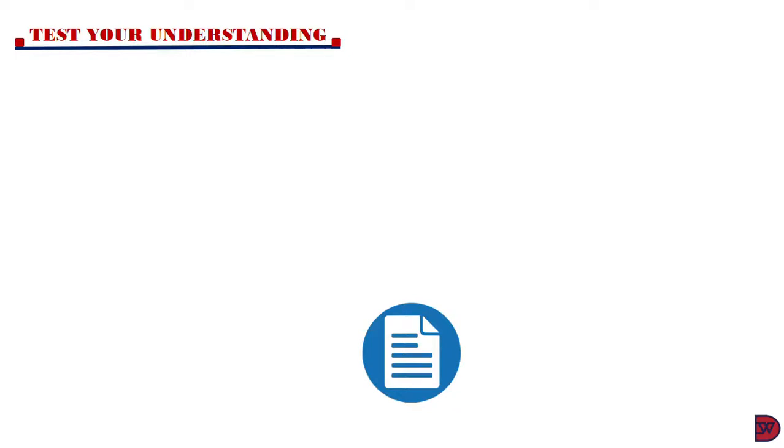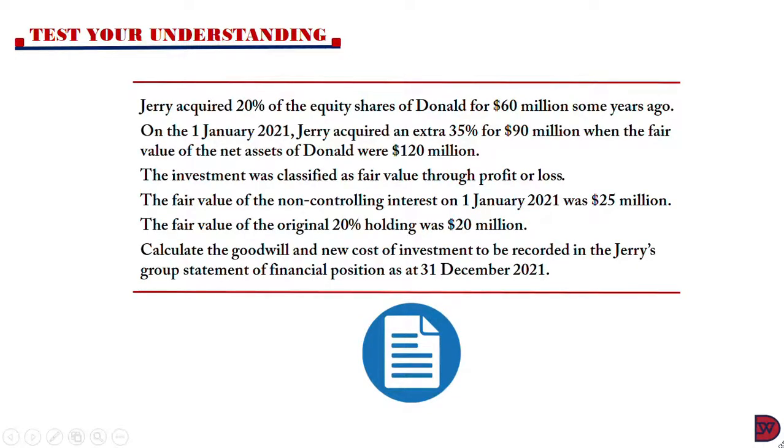Okay, so we quickly test our understanding. Jerry acquired 20% of the equity shares of Donald for $60 million some years ago. Now, on the 1st of January 2021, Jerry acquired an extra 35% for $90 million when the fair value of the net assets of Donald were $120 million. The investment was classified as fair value through profit or loss. The fair value of the non-controlling interest on 1st January 2021 was $25 million. The fair value of the original 20% holding was $20 million. Now we have to calculate the goodwill and new cost of investment to be recorded in Jerry's Group Statement of Financial Position as at 31st December 2021.